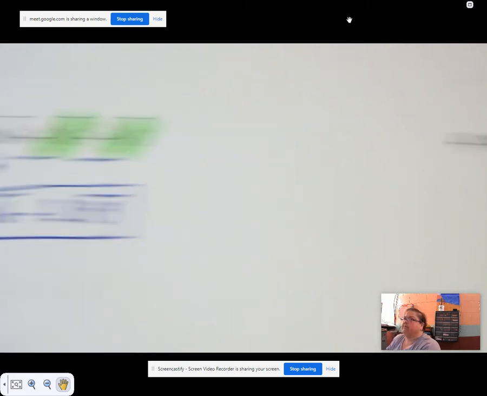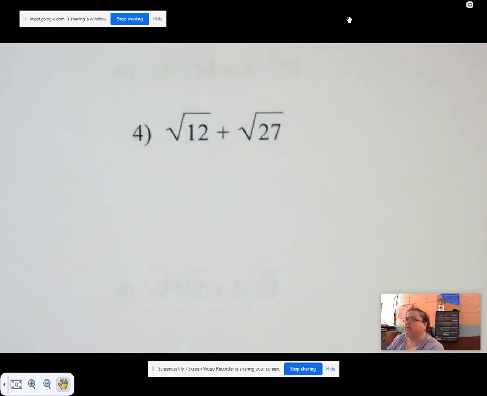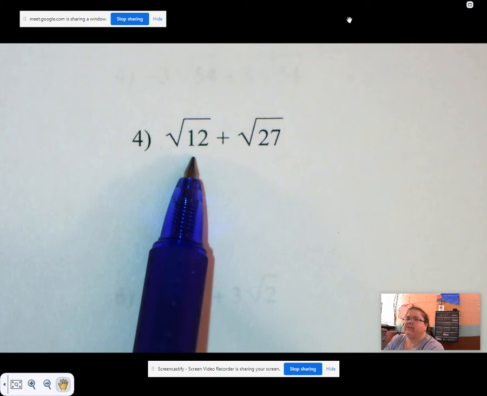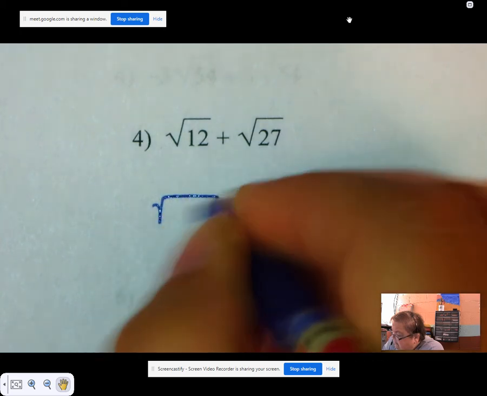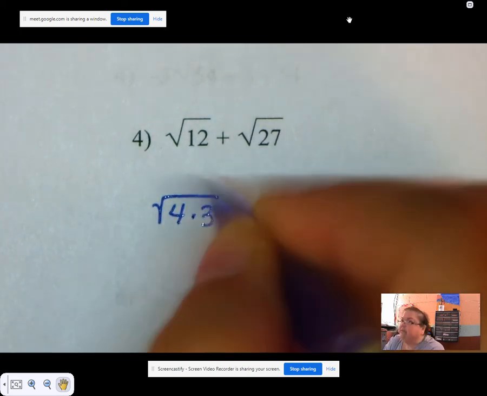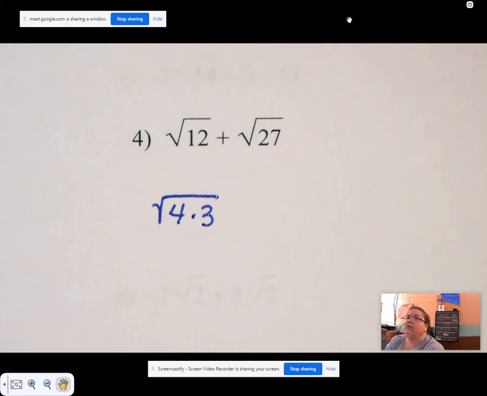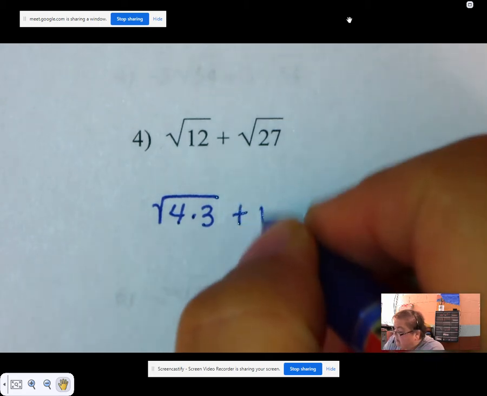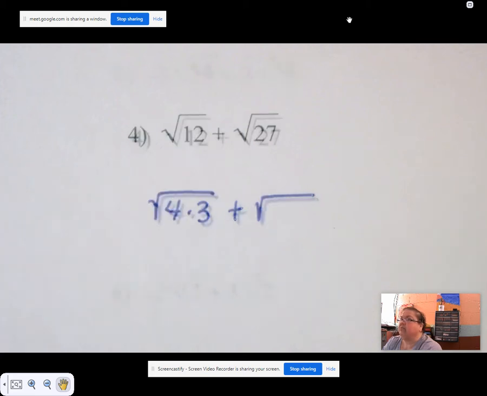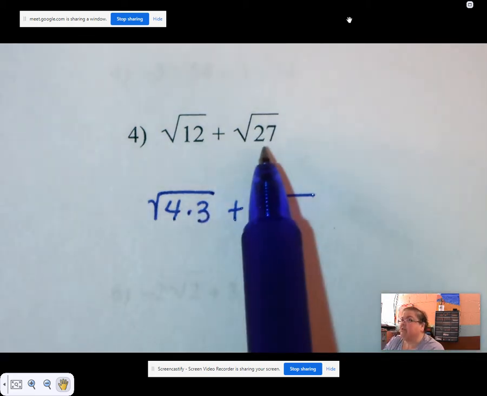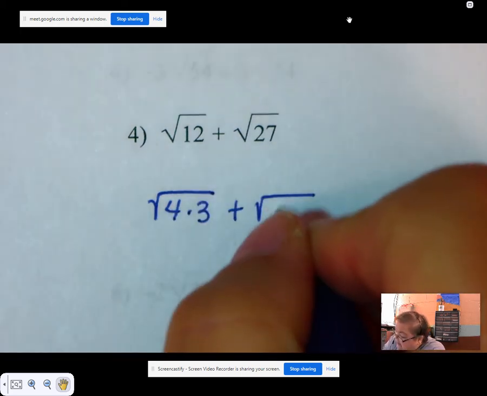All right, let's look at example 4. Is there a perfect in 12? Yes, there is. What is it? So 4 times 3. You're only looking for perfects. 6 is not a perfect square. It's not a perfect root. Plus, simplifying has not changed. It works the exact same way as we did from the beginning of the week. What is my perfect in 27? 9. And then it's times 3.